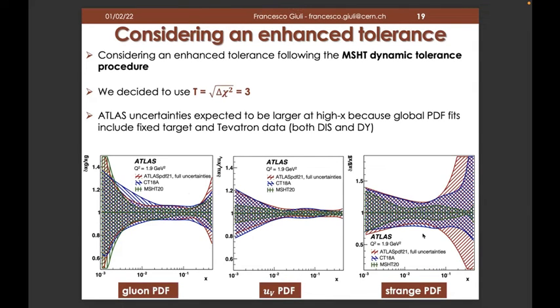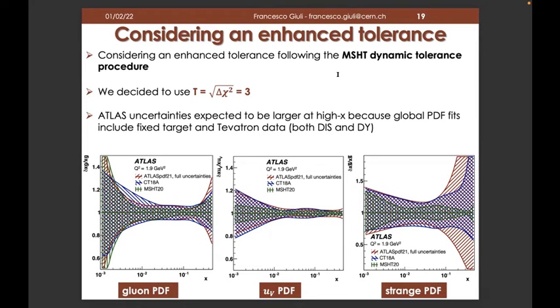Finally, as I said in my introductory slide, this is the first fit in ATLAS where we consider an enhanced tolerance, and this has been determined using the MSHT dynamic tolerance procedure. So after performing a few checks, we decided to go with an enhanced tolerance of 0.3.